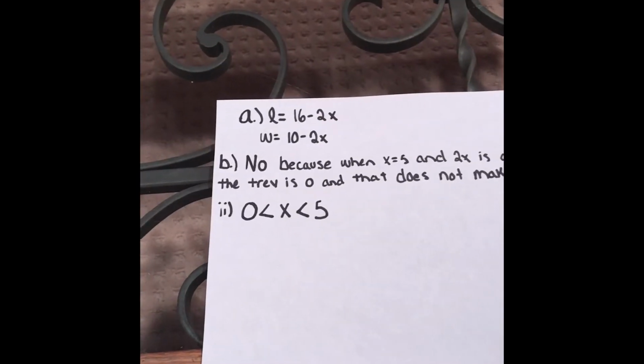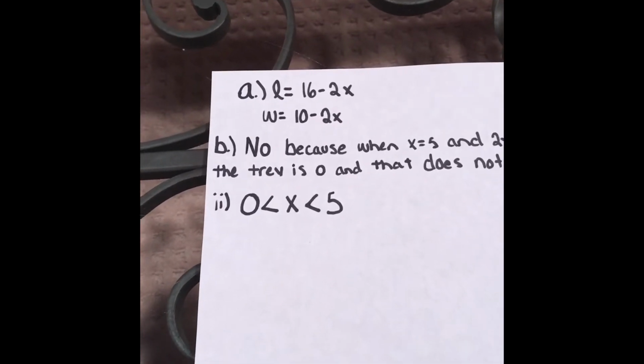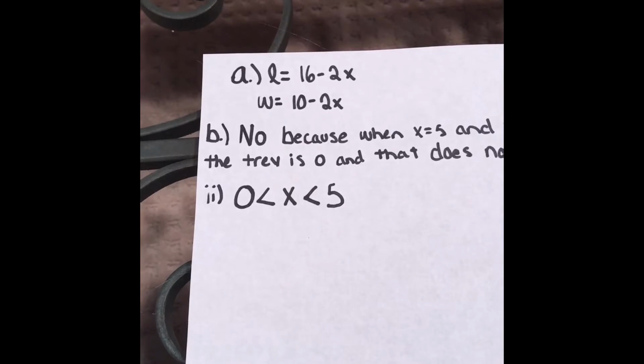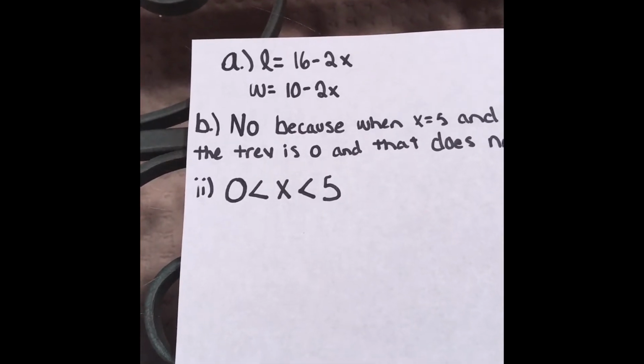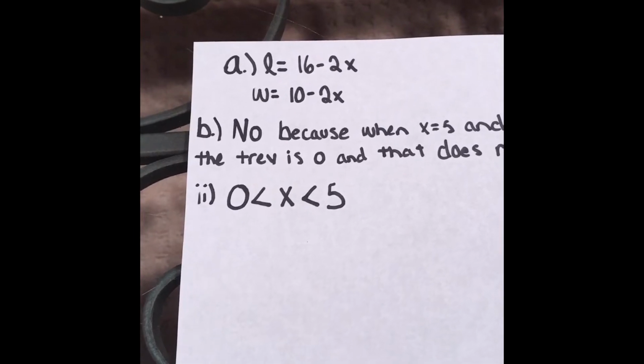X cannot be a value less than 0, or else it would not make sense to cut out a side of a length of 0. However, it cannot be greater than 5, or else you would be cutting out the whole side and not have any left over in order to fold the tray.